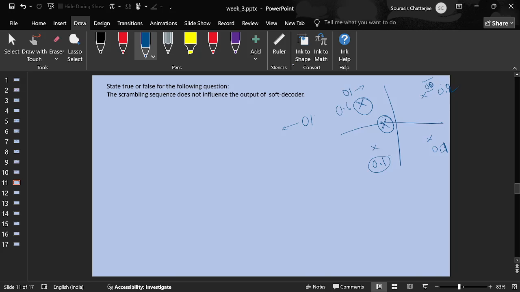So Sir, I have a question. Yes. Sir, how can we say that soft decision decoding has a 3 dB gain? Is there any mathematical form or what? Is it based on experiments?